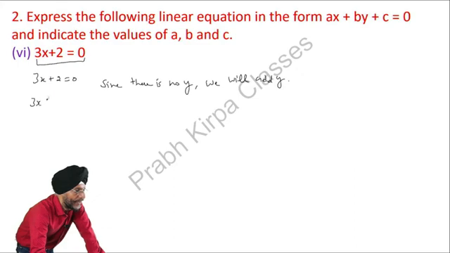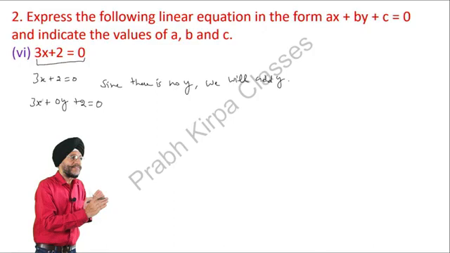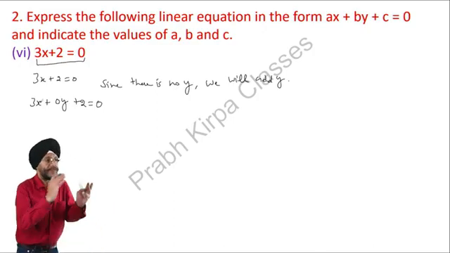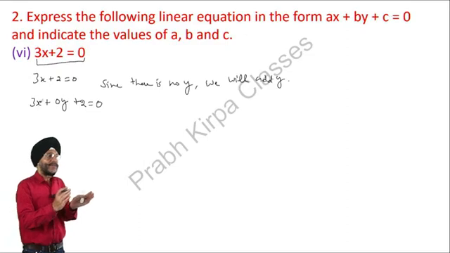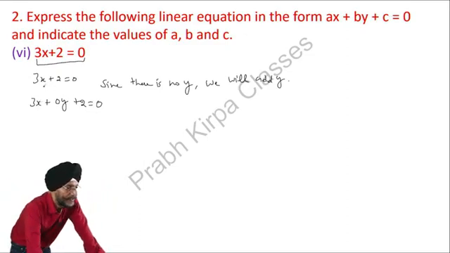So, how will we add? 3x plus 0y plus 2 is equal to 0, because anything multiplied with 0 becomes 0. Whatever may be the value of y, when multiplied with 0, it is 0. So it makes no difference if we write this equation as 3x plus 0y plus 2 equals 0.